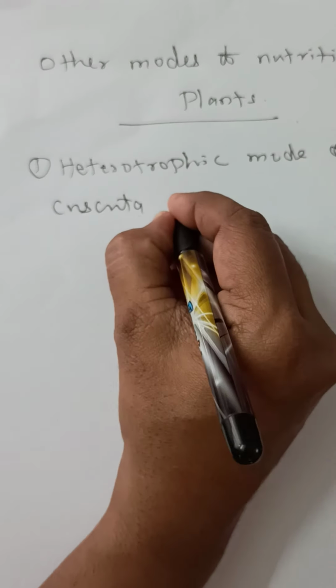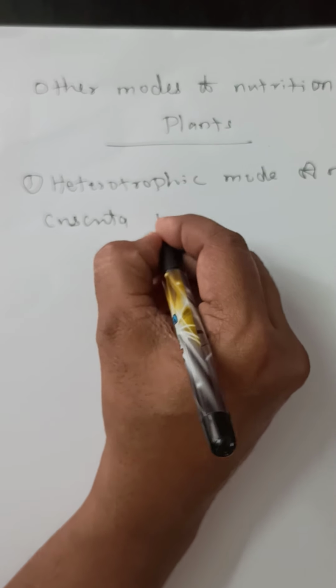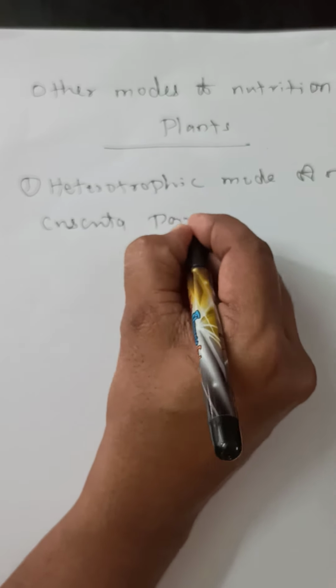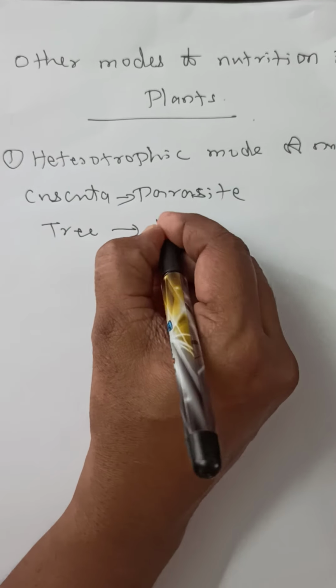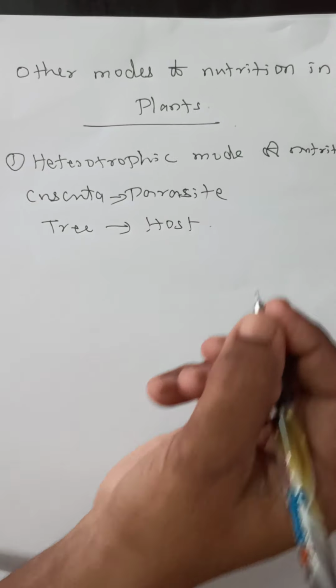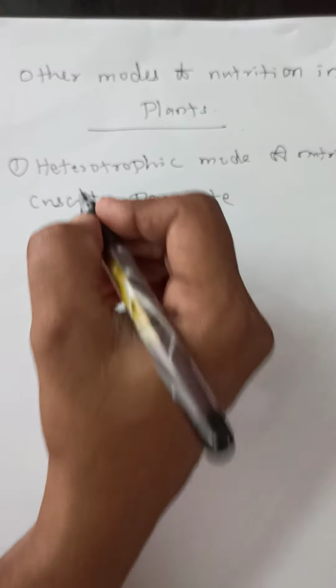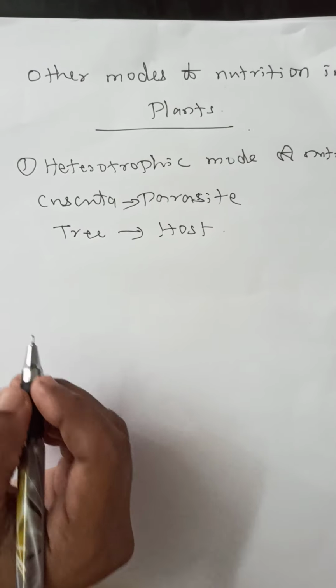So Cuscuta is called a parasite, which is depending on the tree for its food, and the tree is called the host. It is giving food to the Cuscuta. This is one of the modes of nutrition in plants.